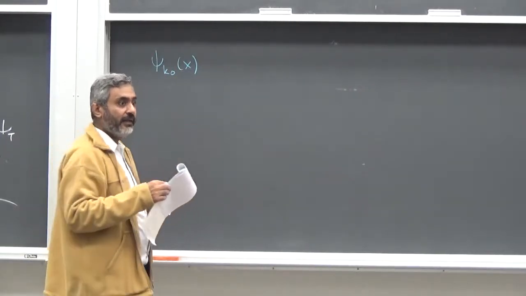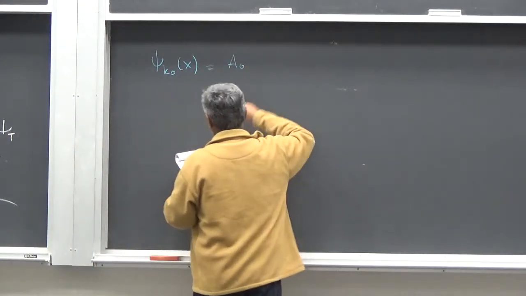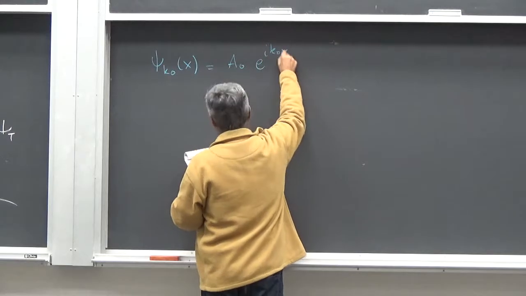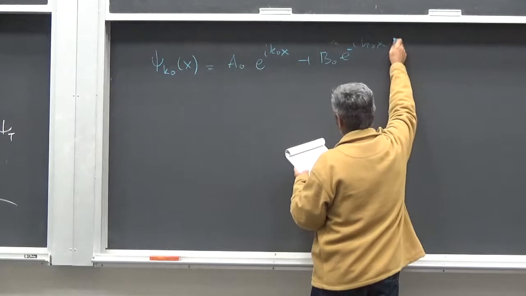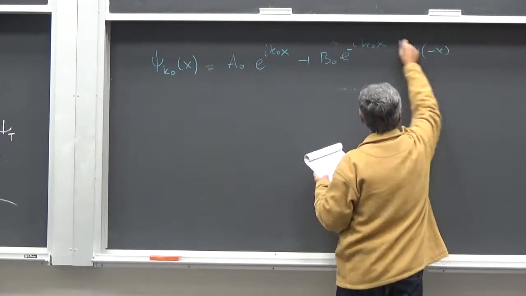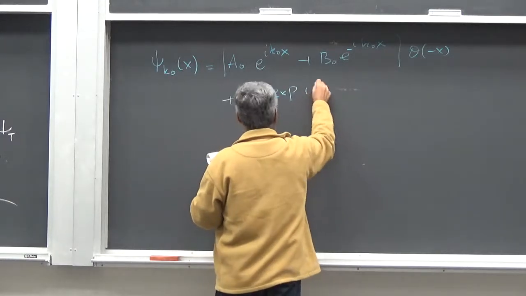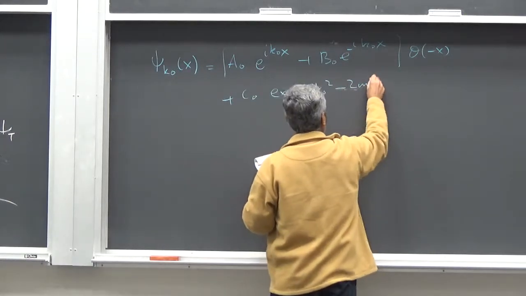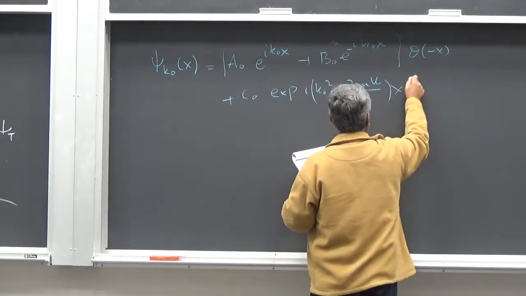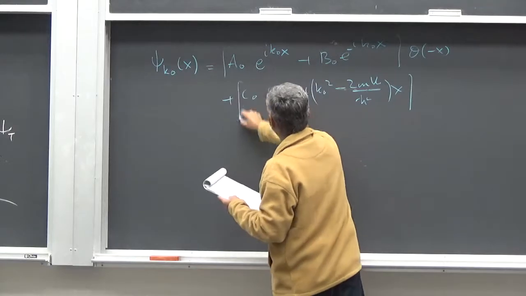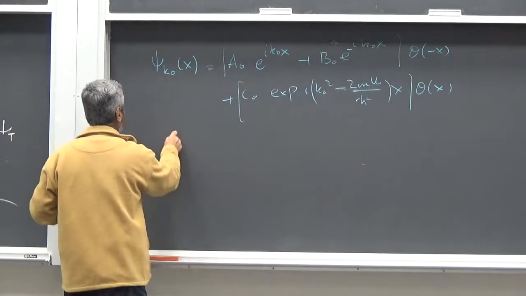This is the problem, but there is a big advantage in it, which you see, I can write this: a naught e to the i k naught x plus b naught e to the minus i k naught x theta of minus x plus c naught e to the i times the square root of k naught squared minus 2m v naught over h bar squared x theta of x, right? Calculate Ji.